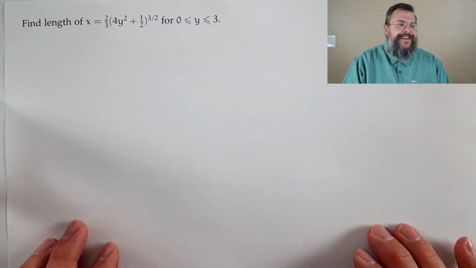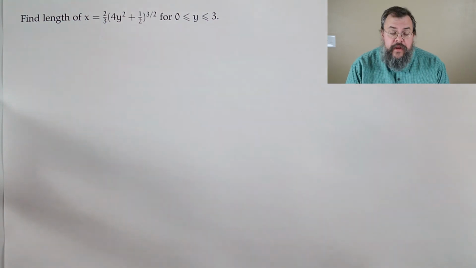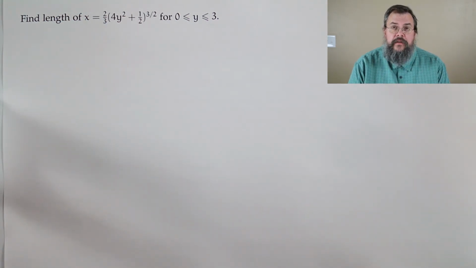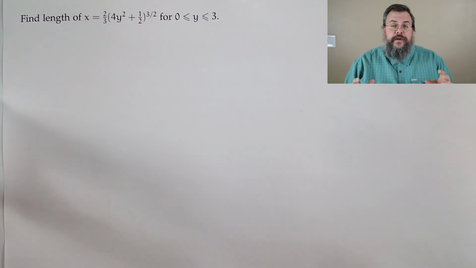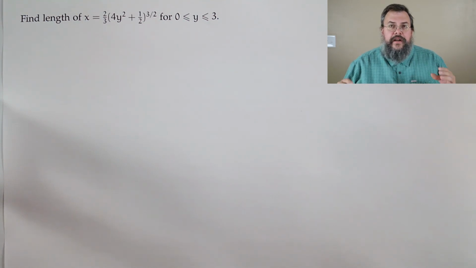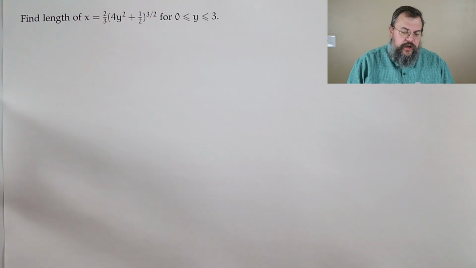So, let's do another problem. All right. So find the length of x equals 2/3 times (4y squared plus 1/2) to the 3/2, where y goes from 0 to 3. Now notice, we're switching to y. Does that switch our technique? Nah, no problem. Really, it's just a matter of a different symbol. We're not caught up by symbols. The ideas don't change. That's the important thing.